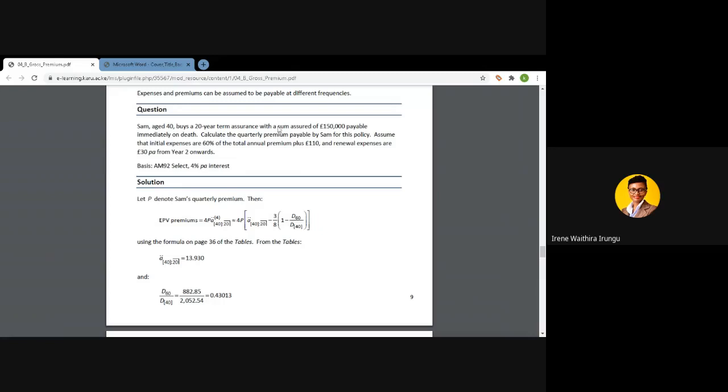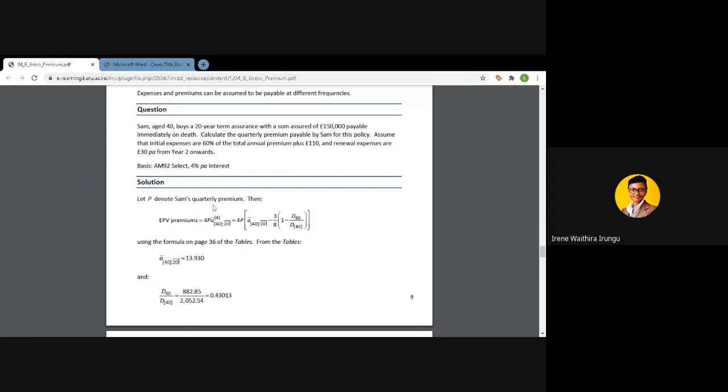To cater for the quarterly aspect, Sam will pay the premiums 4 times within a year. So I'll have this as 4, and therefore the annual premium will be 4P, because this P denotes the quarterly premium. So in a year, he will pay 4 quarterly premiums. And this takes care of the discounting factor, where you're now discounting 4 times within a year.